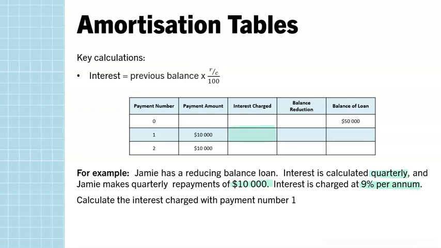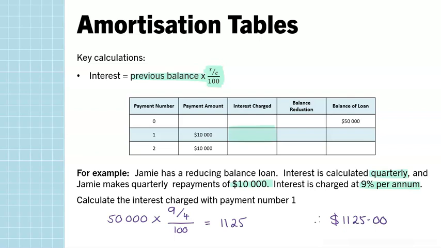And so to calculate our interest, we're taking the previous balance and multiplying that by the rate over the compounding periods over 100. So in this case, our previous balance was $50,000. We're going to multiply that by our rate of 9%. It's compounding quarterly, so over 4 and all over 100. So that gives us $1,125. So the interest being charged is $1,125.